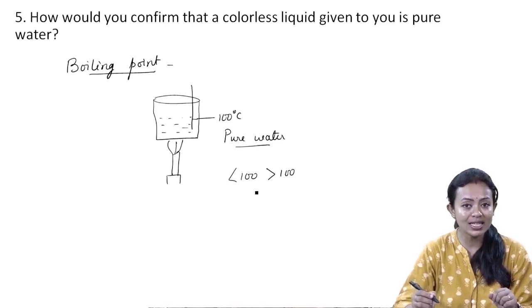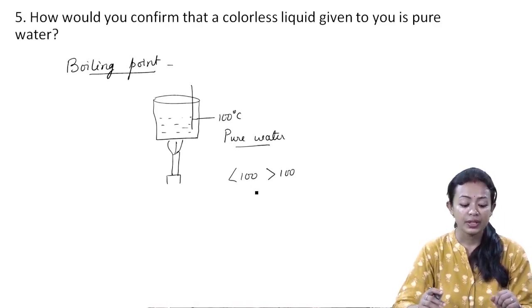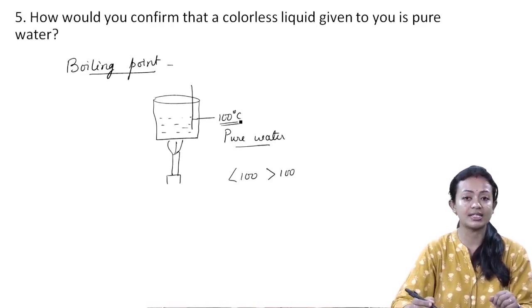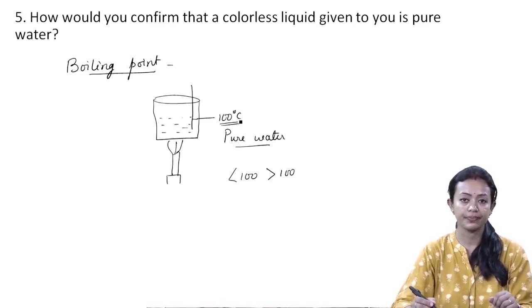So, without tasting it, you can find out whether the liquid that is given to you is pure water or not. Only if it starts boiling at 100 degrees Celsius, because that is the boiling point of water. I hope this is clear. Now, let's go to the next one.